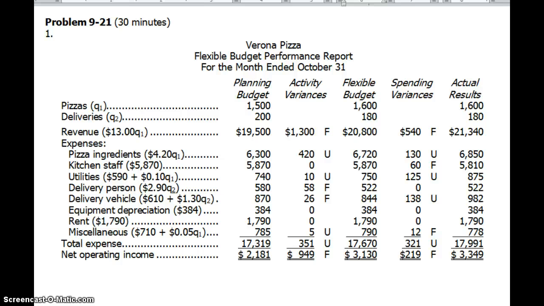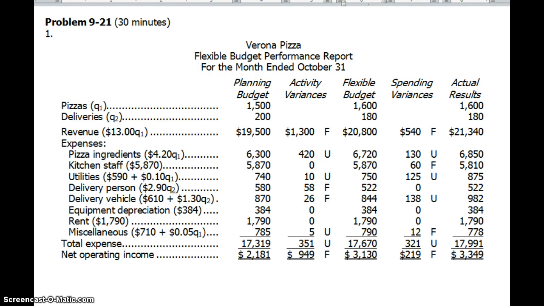We will now begin our discussion of problem 9-21 on page 411 of the textbook. This problem is about Verona Pizza, a neighborhood pizzeria that has a small area for in-store dining as well as offering takeout and free home delivery services.